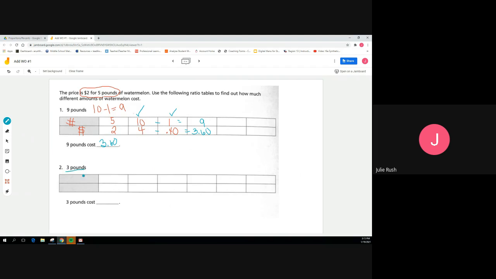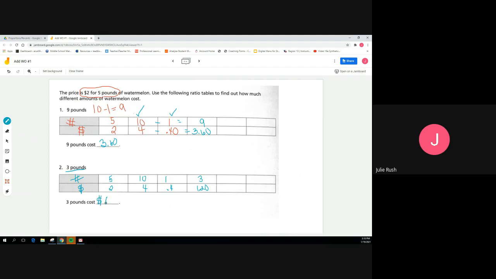How much would 3 pounds be? So pounds and money. I could start with the rate they gave me, which is 5 and 2. You could go to 10 and 4. That takes me down to 1 and 0.4. Then you can multiply by 3, and 3 pounds would cost you $1.20. And I got that just by multiplying 1 times 3, and then 4 times 3 gives us 12. So 0.4 times 3 would give us 1.20, or for this, $1.20.